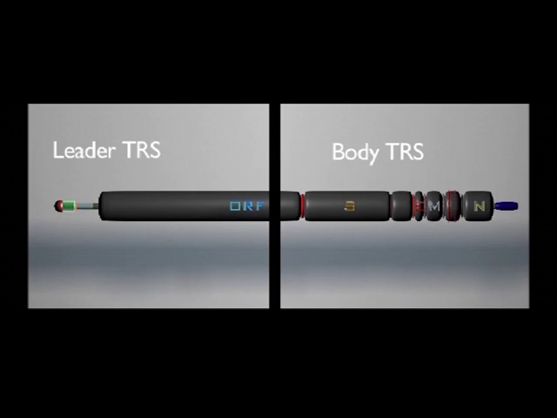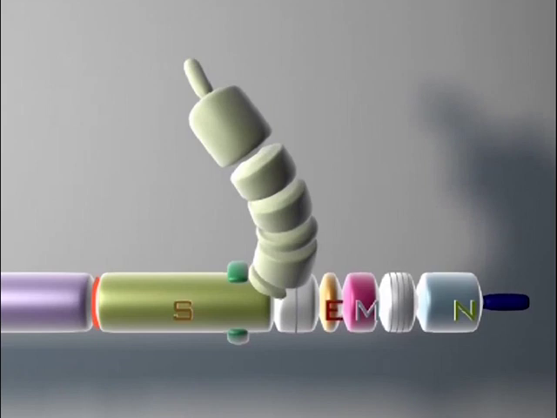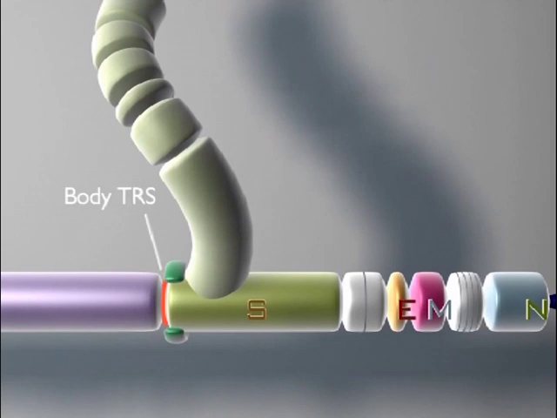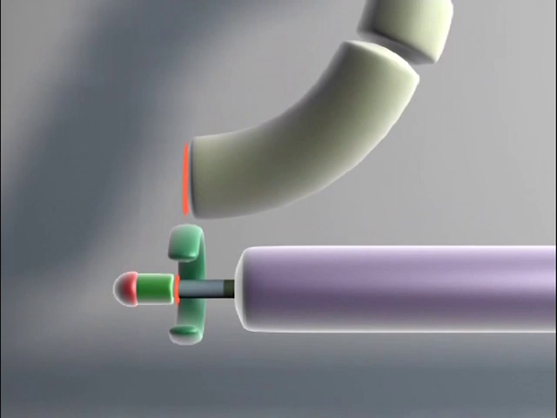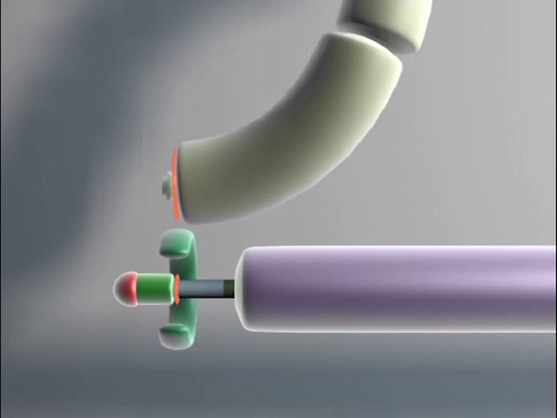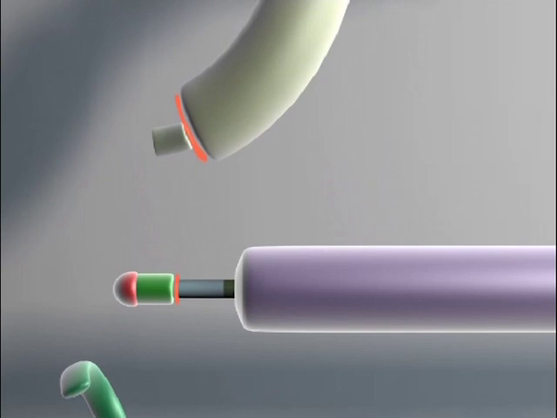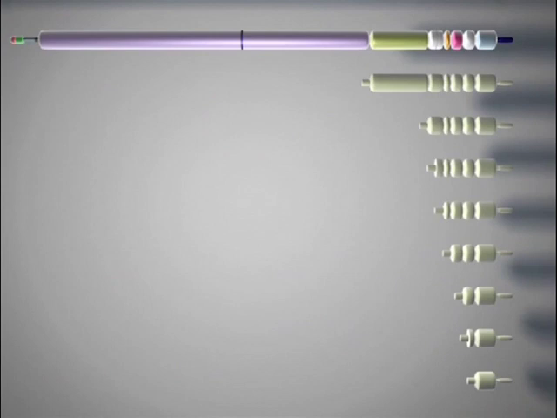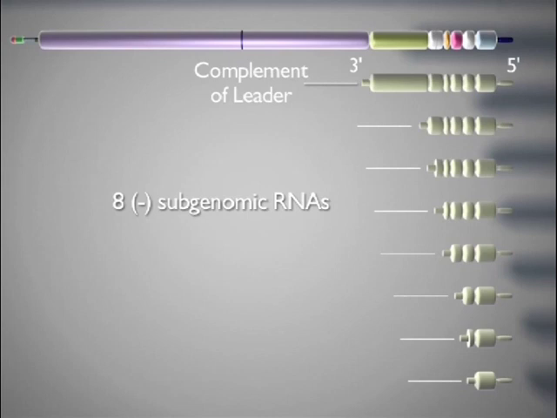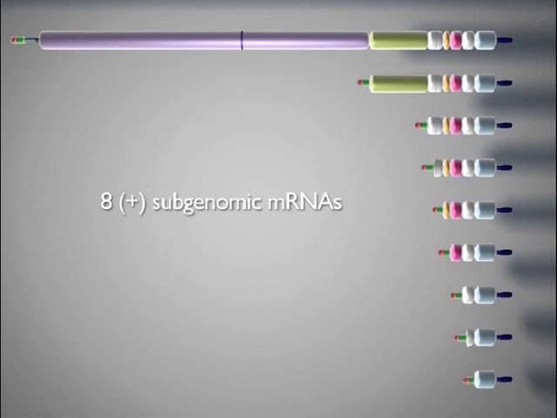Each time the body of a subgenomic minus strand RNA is made, the body TRS is the last sequence to be copied. Then the nascent subgenomic minus strand RNA jumps. And the complement of the body TRS base pairs with the leader TRS. Next, the complement of the leader is added to the 3' end of the nascent subgenomic RNAs. Eventually, 8 different minus strand subgenomic RNAs are produced. They all have the complement of the leader at their 3' end. This sequence presumably contains recognition signals and ensures that they can all be transcribed into plus strand subgenomic messenger RNAs.